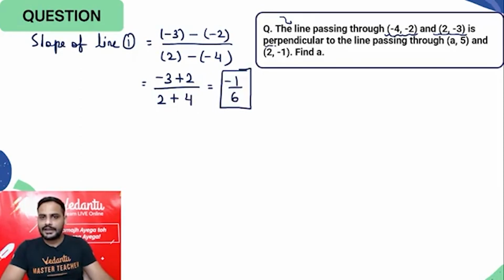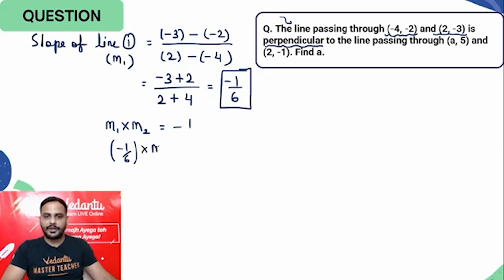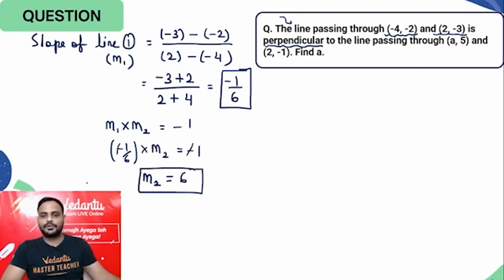Now we know that both the lines are perpendicular. So let's say the slope of line 1 is m1 and the slope of line 2 is m2. We know, guys, that m1 into m2 will be equal to minus 1 because they are perpendicular lines. m1 we have got as minus 1 by 6, into m2 is equal to minus 1. Negative negative got cancelled, so you get to know that the slope of the second line is 6.